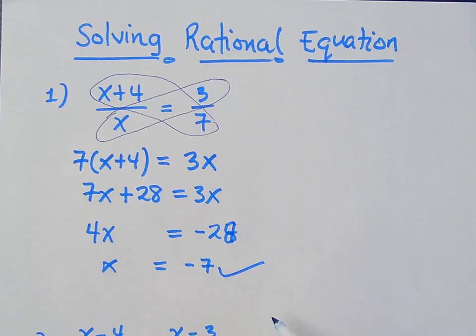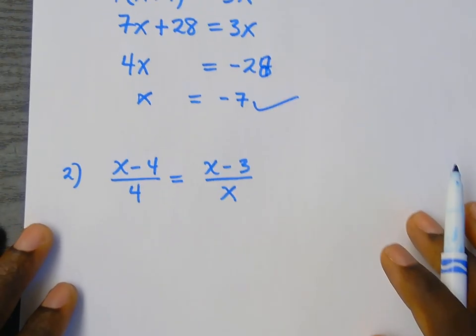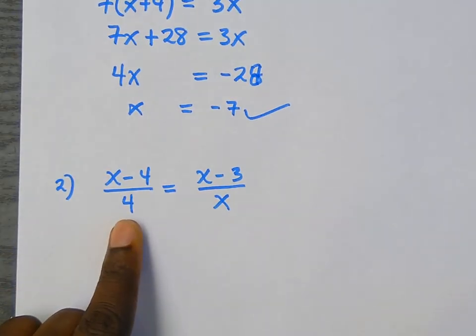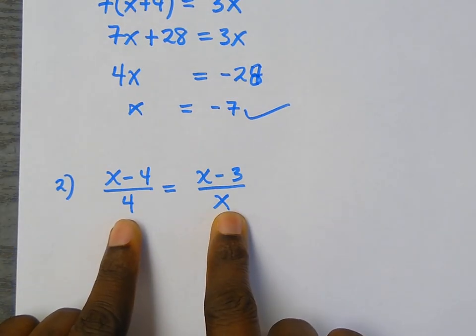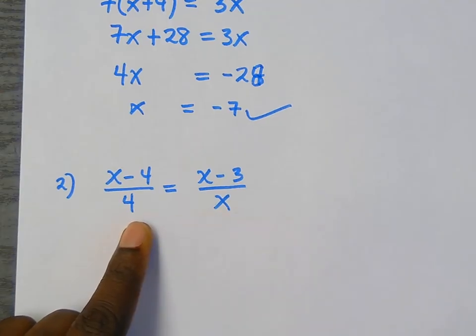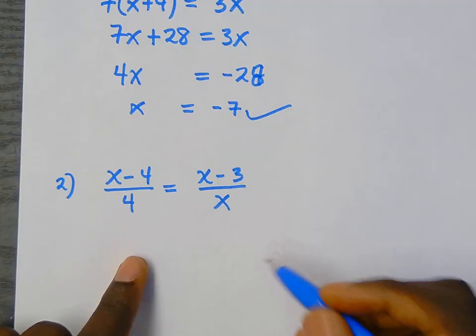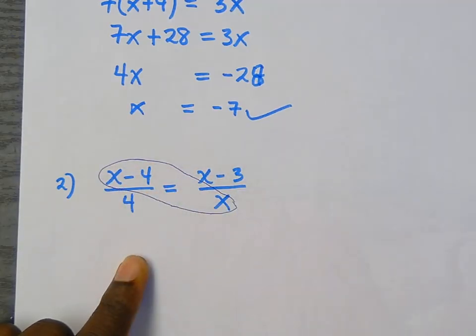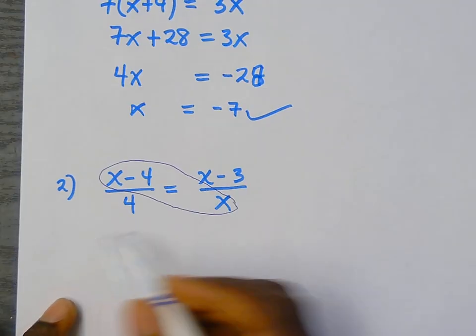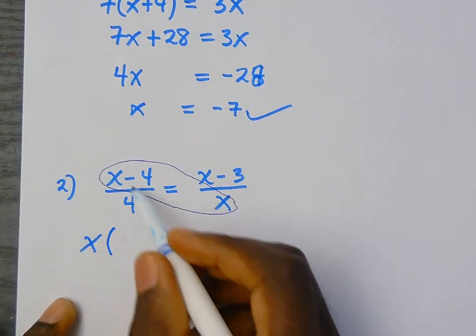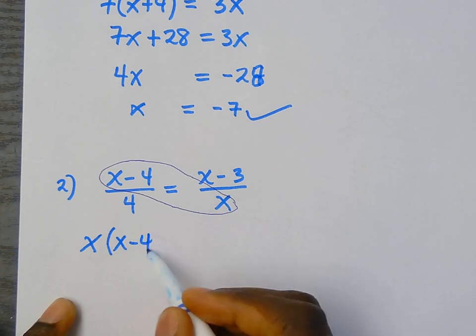Let's quickly do another example. In example 2, we have the same situation. We have one fraction on the left and one fraction on the right. So we are going to apply the cross multiplication strategy, where we are multiplying the diagonals. I'm doing x times (x minus 4). Again, the single term stays on the outside: x times (x minus 4).